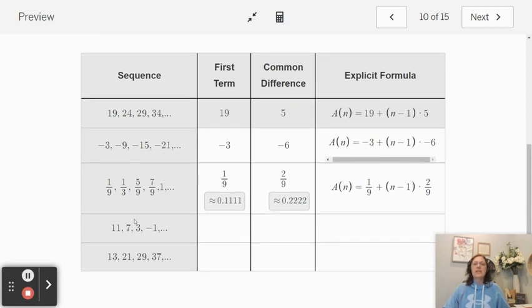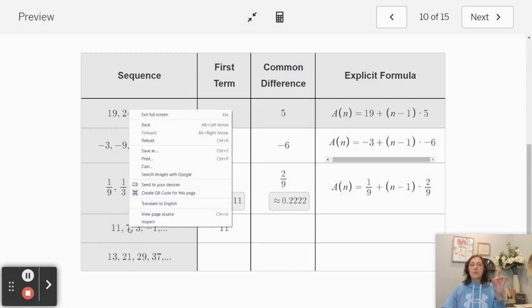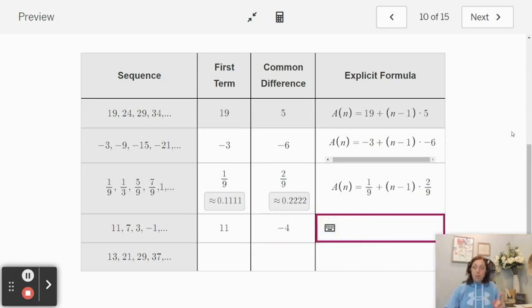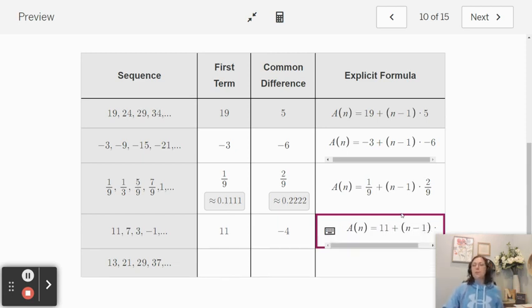Okay, two more. Let's take a look at this next to last one. My first term is 11. My common difference, I subtracted 4 from 11 to get 7. Subtracted 4 from 7 to get 3. So my common difference is -4. My formula then is A of n equals, first term is 11, plus parentheses n minus 1 times -4.